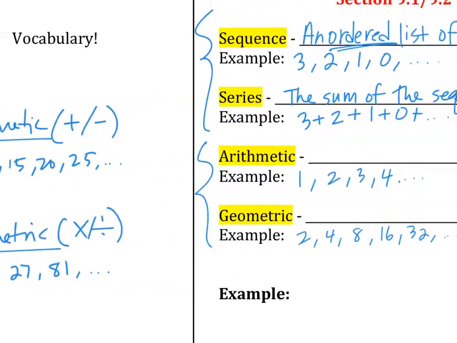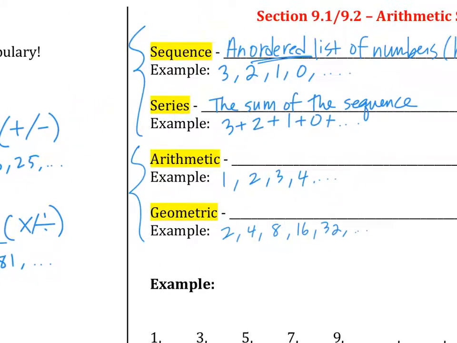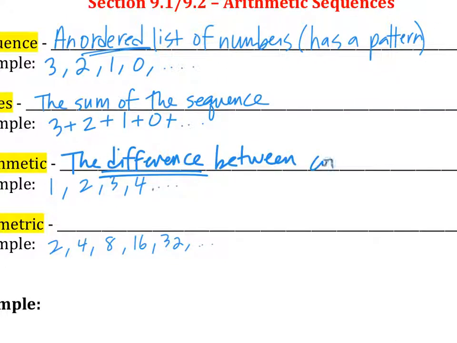Let's write this in a clear definition. So arithmetic is that you are going to find the difference between consecutive terms is constant. Consecutive means one after the other.